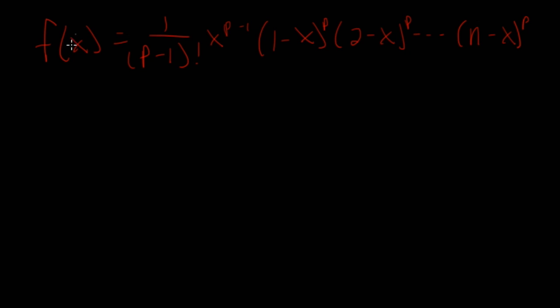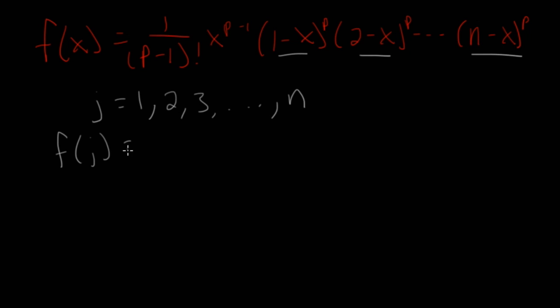So let's analyze this at some value j, and that can be any integer 1, 2, 3, up to n. So because of these parts right here, we know that f of j will be 0 immediately. That's quite obvious. But what's going to happen when we start taking the derivative of f of x?